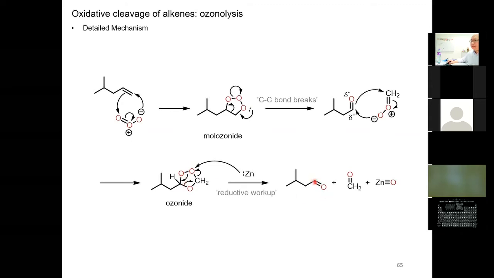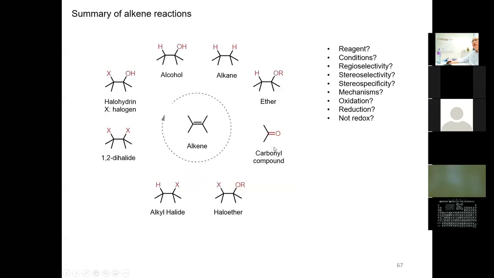This C=O double bond, this C=O double bond, and one oxygen goes to zinc, and zinc is oxidized to zinc oxide, which has a zinc-oxygen double bond, and the organic molecule, the alkene, is also oxidized. Three oxygens: two go to the organic part, one goes to zinc. So this is the detailed mechanism of ozonolysis.